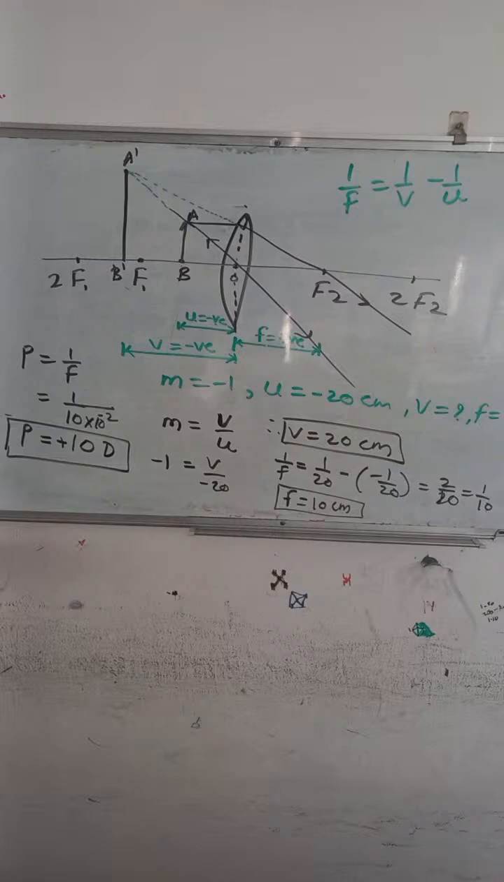A divergent lens has a focal length of 20 centimeter.